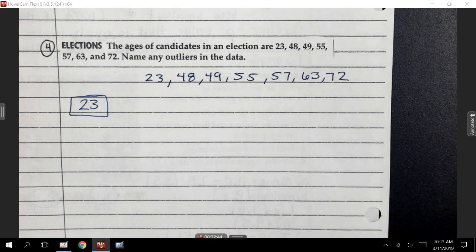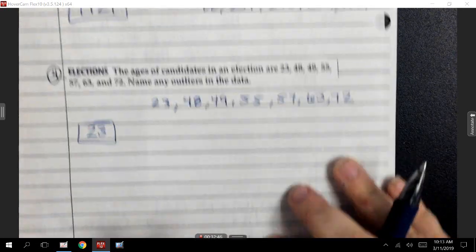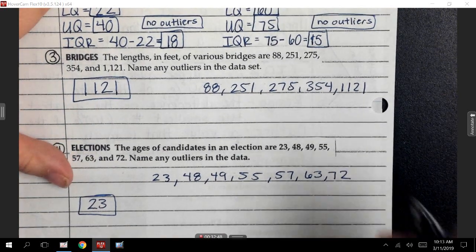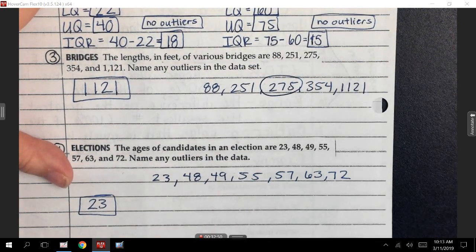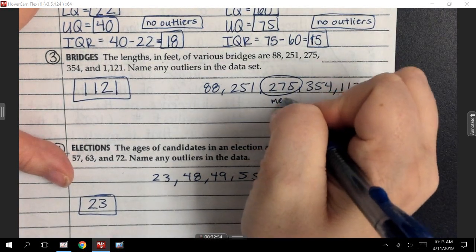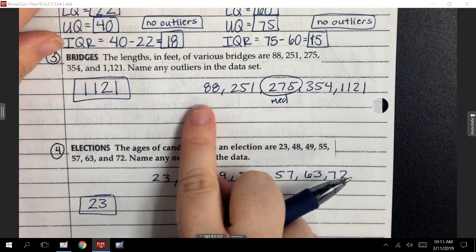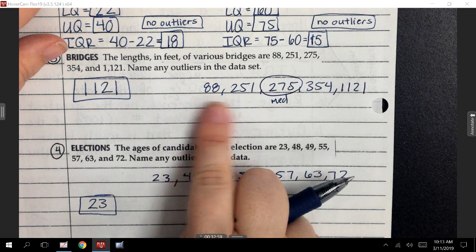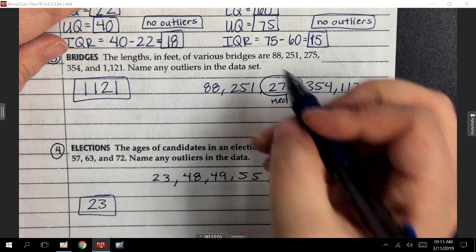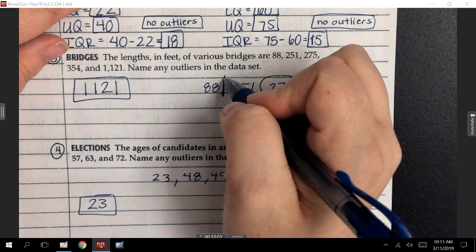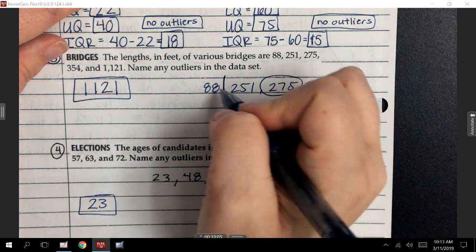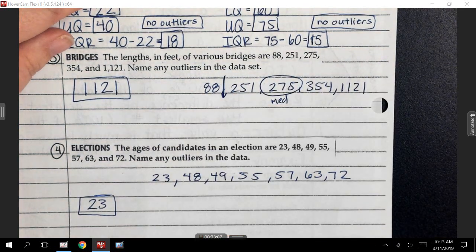Real quick, just because I want to mention this. On number 3, because we didn't have any like this on the test, 275, what's that called? The median, very good. What happens when I try to find my LQ, though? There are 2 numbers, so what would I do? Draw the line. Add them together, 88 and 251. Can someone do that for me real quick?